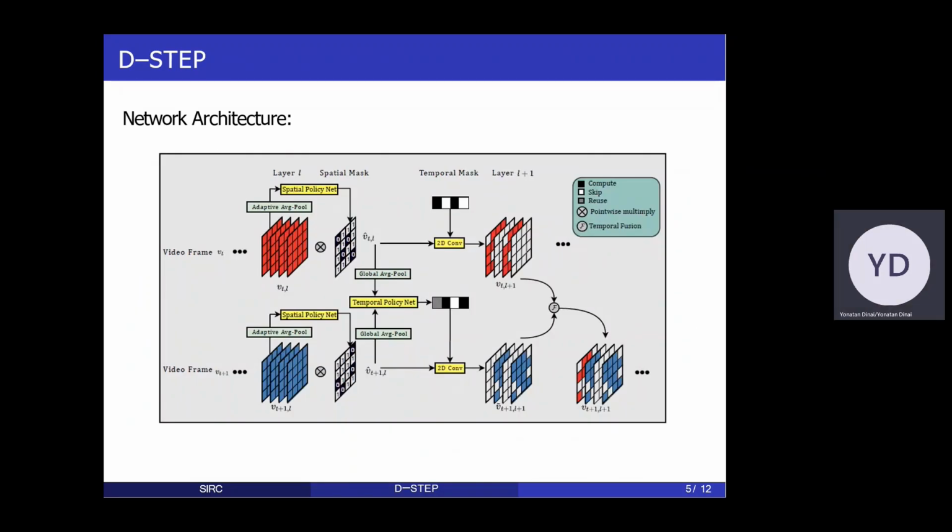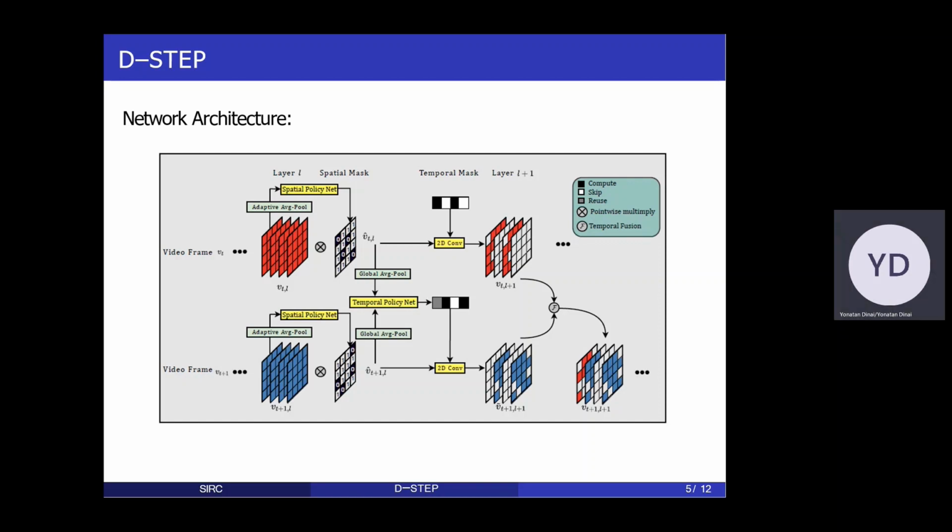This is our network architecture. We use two types of policy networks. The first is a spatial policy network, which produces a binary mask for regions which need to be computed in the output feature map. The second policy network is a temporal policy network, which works on the channel domain and decides if channels in the output features need to be computed, copied from the previous frame, or completely skipped. The full flow is shown in the figure.